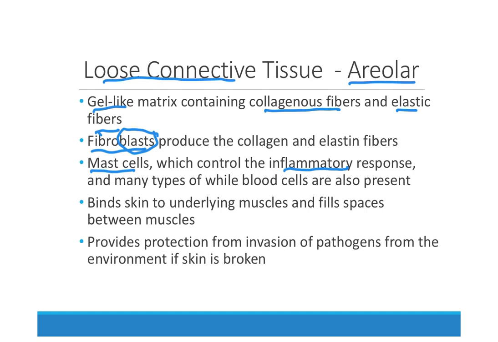And then there are many other types of white blood cells, which are there to provide protection because our areolar tissue binds the skin to underlying muscles. So it is the first line of defense if the skin happens to be broken. Areolar tissue also fills in spaces between muscles in that outer layer of your body. So as I said, it's a protection because those white blood cells provide protection along with holding everything together.